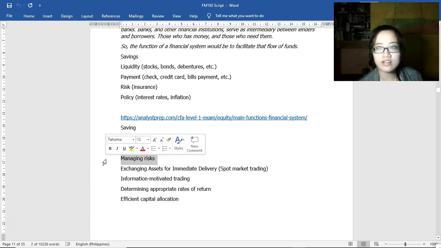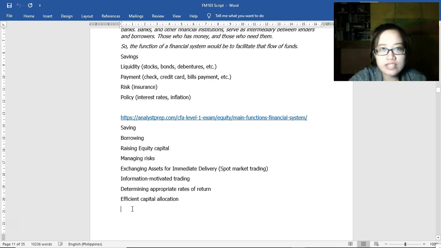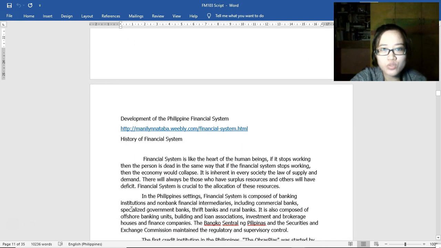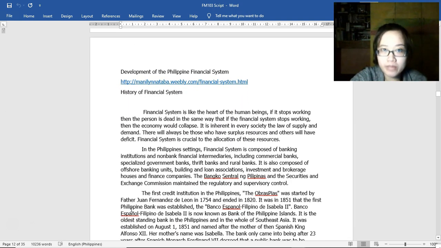Okay, where the money would go would depend on the evaluation by the financial institutions. So that's it for functions of a financial system. Next, we have the development of the Philippine financial system.